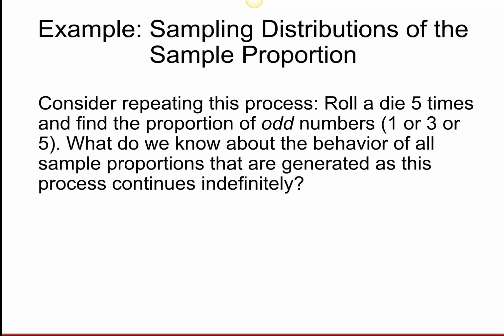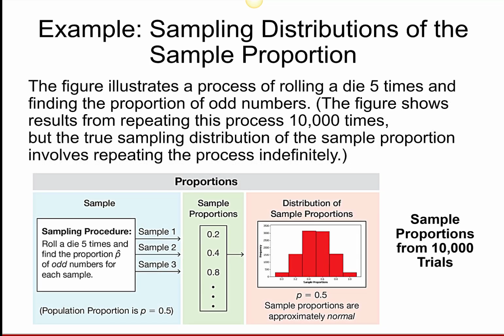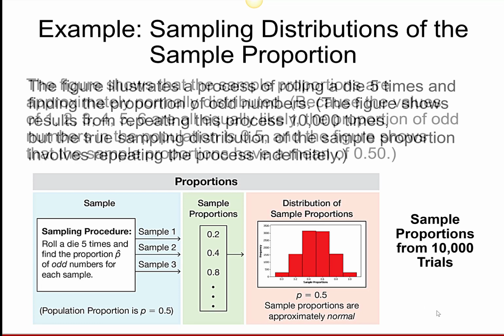Consider the following process. We're going to roll a die 5 times and find the proportion of odd numbers. That would be a 1 or a 3 or a 5. What do we know about the behavior of all the sample proportions that are generated as this process continues indefinitely? And if you notice here, what will happen is we end up, after 10,000 sample trials, with a nice normal distribution, which is what we expected based on what we just said.